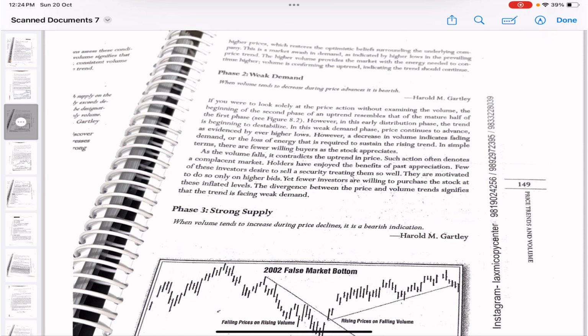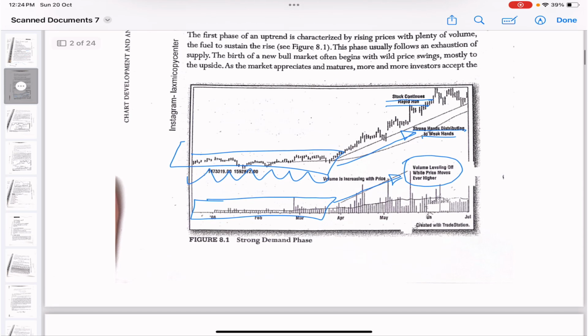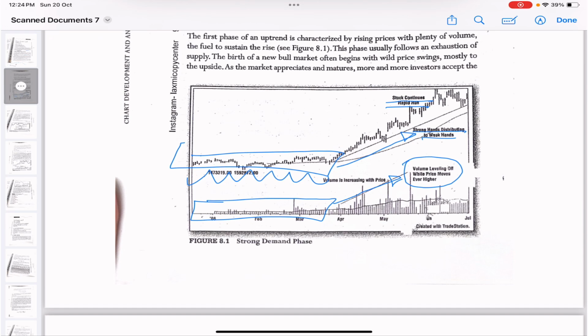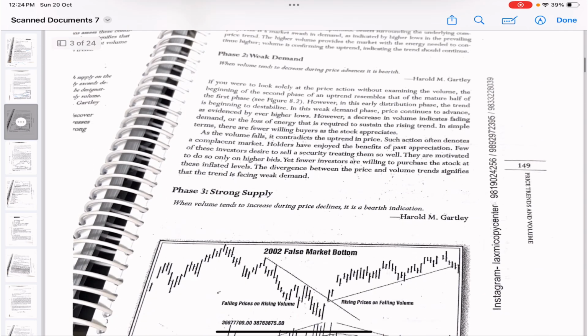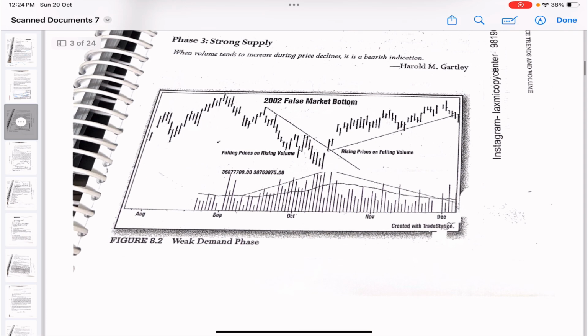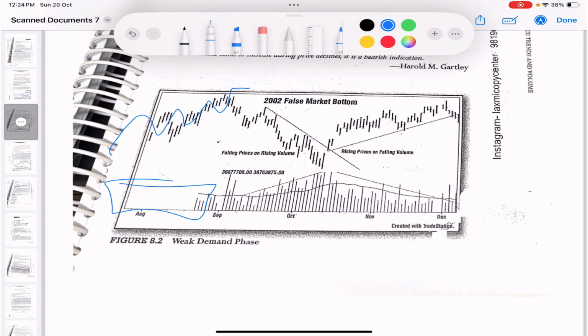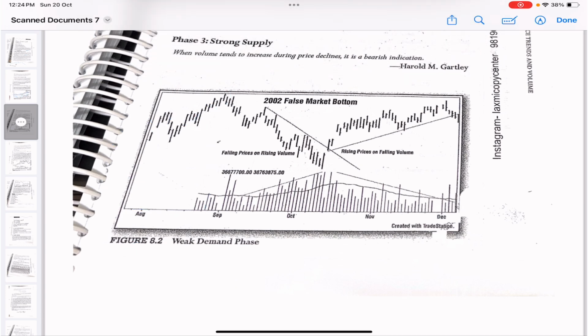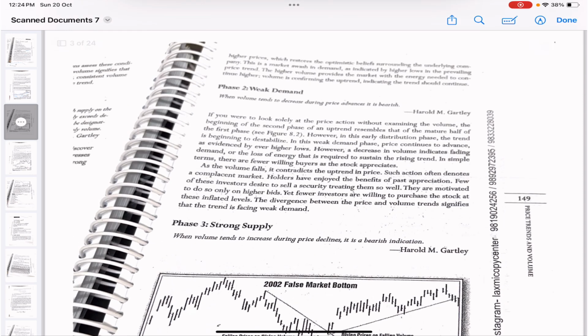Let's talk about it. If you were to look solely at the price action without examining the volume, the beginning of the second phase of an uptrend resembles the mature half of the first phase. So let's look at the mature half of the first phase. What can you see? Figure 8.2. Look at this. The price is going up, but the volume wasn't supporting it at all. There's no volume supporting it. So that is showing us that price is most likely going to reverse, right?